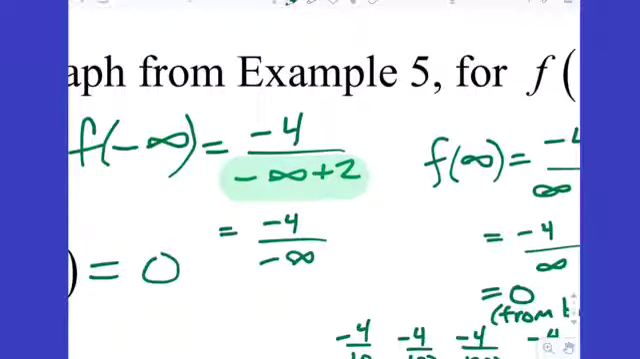Now what's a negative divided by a negative? A positive. So that's the same as 4 over infinity. And now what happens to 4 over infinity? 4 over 10, 4 over 100, 4 over 1,000, 4 over 1,000,000. What's happening to those numbers?